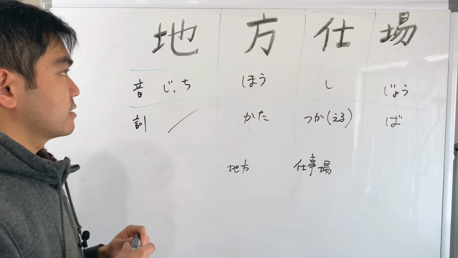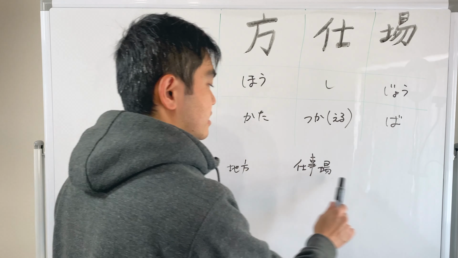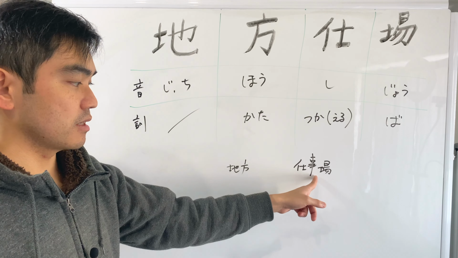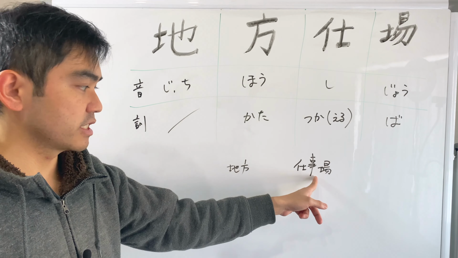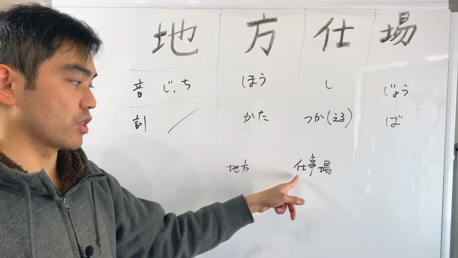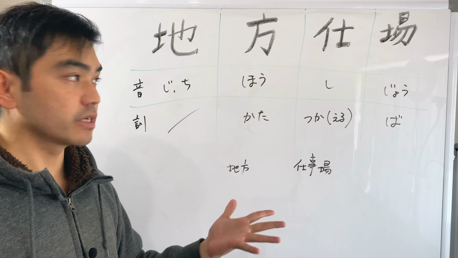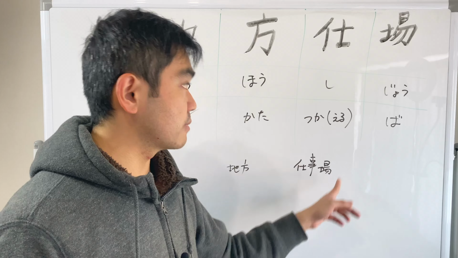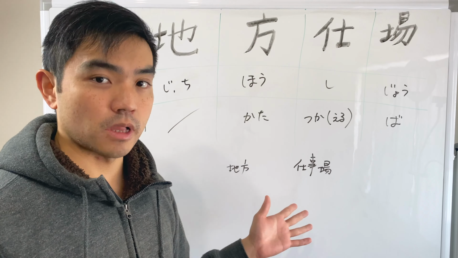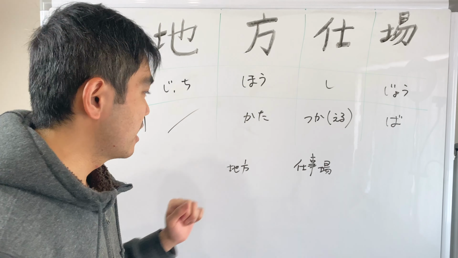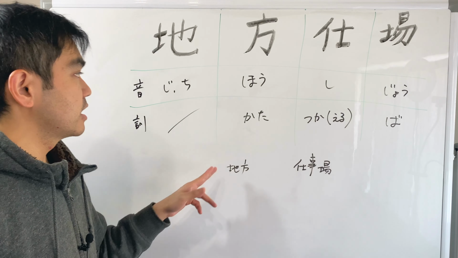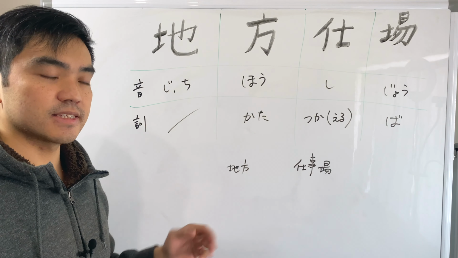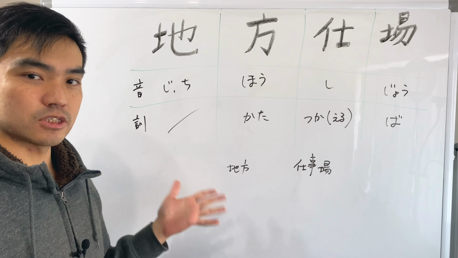Okay, and the example words on this one, shigoto ba. We learned the kanji in the middle, right? The koto. Combining those kanji makes work. Okay, and work plus the place means workplace. It's easy guessing, right? And this one, chiho, combining those kanji, chiho means countryside. So what do I mean?